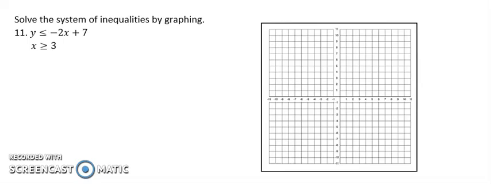Okay, so for our next question, what we want to do is graph the system of inequalities. And we are going to start off with this one here. And this is a nice one because it's in the form of y equals mx plus b. I can identify the y-intercept at 7. And my slope is negative 2 over 1.